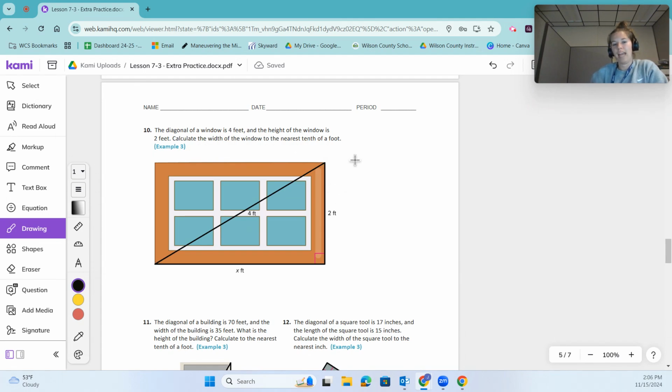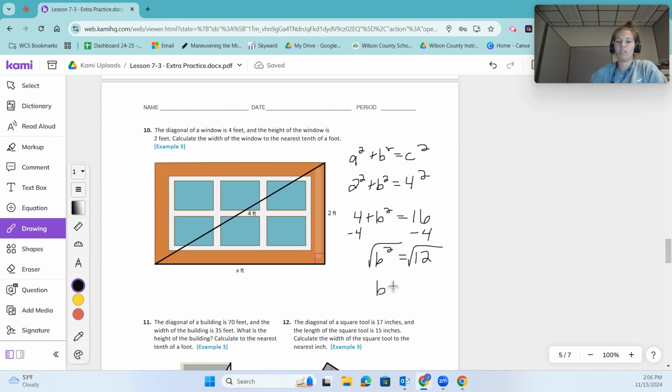Okay, so A squared plus B squared equals C squared. A is going to be 2, so we have 2 squared plus B squared equals 4 squared. Okay, and 4 plus B squared equals 16. Okay, and again, solving for b, so I subtract 4 from both sides to get b squared alone. B squared equals 12, and I square root both sides. So b equals 3.5, approximately equal to 3.5.